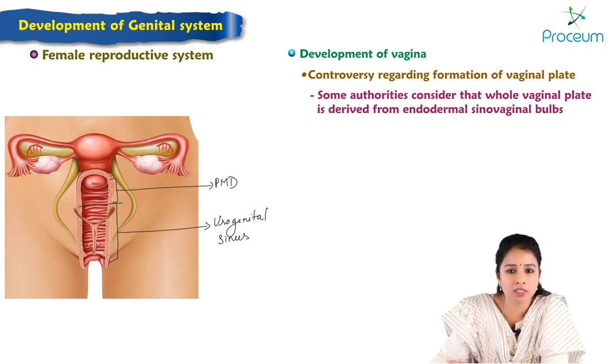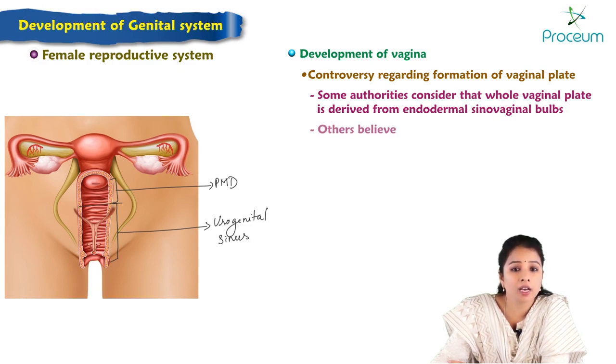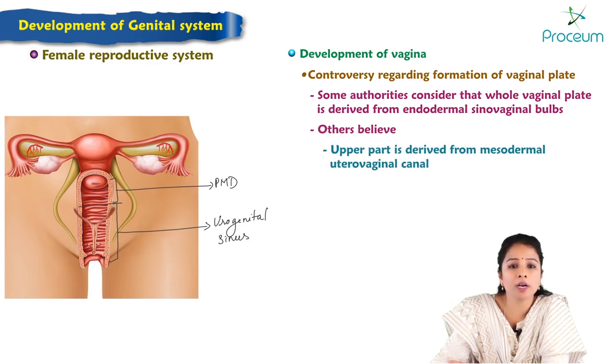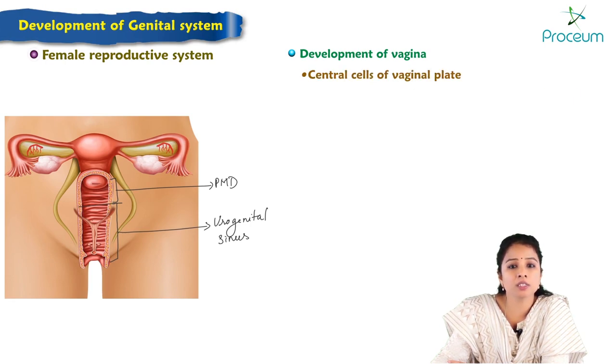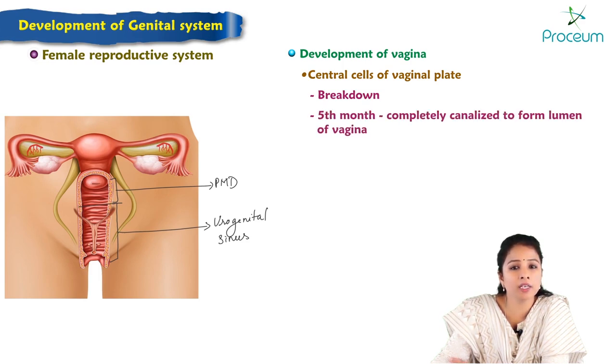Some authorities consider that the whole vaginal plate is derived from the endodermal sinovaginal bulbs, while others believe that the upper part of the vaginal plate is derived from the mesodermal uterovaginal canal and the lower part is derived from the endodermal sinovaginal bulbs. The central cells of the vaginal plate break down by the fifth month, and the plate is completely canalized to form the lumen of the vagina.